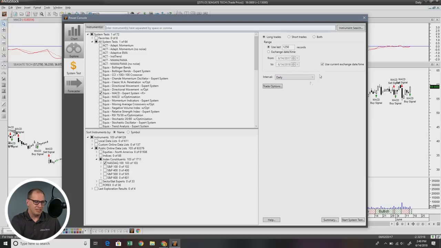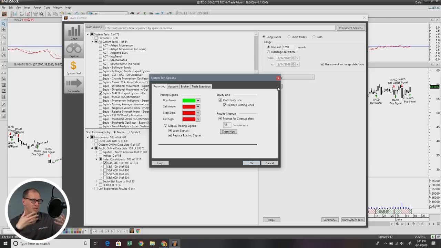You can set how long you want to test over. We're going to look at about 5 years' worth of data here. You can set what time frame to test, so daily, weekly, 5-minute, 30-minute, depending on the version of MetaStock you have. Then you can set your trade options. Trade options are basically just a fancy way of saying, how do I trade? What's my style?